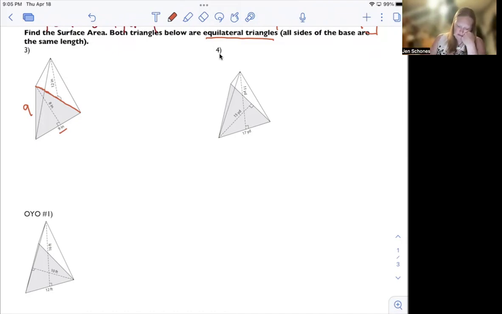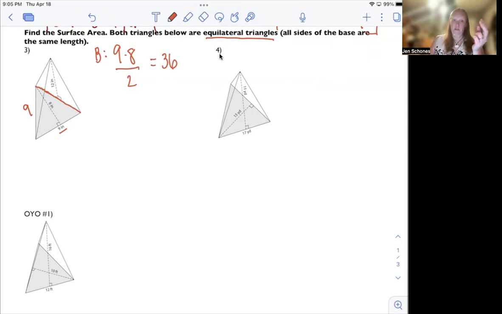So area of the base. So I'm going to start with my capital B. I'm just going to write capital B this time. And it's 9 times 8. And I'm going to cut it in half. So if I cut the 8 in half, I get 4. 9 times 4, I get 36. Okay, cool.